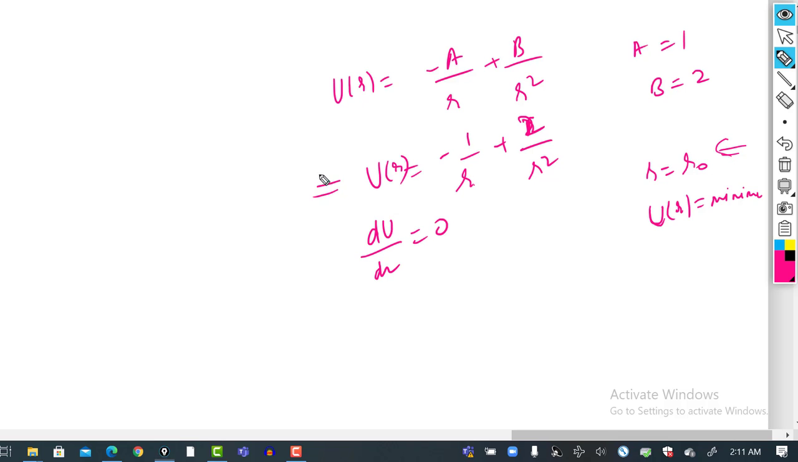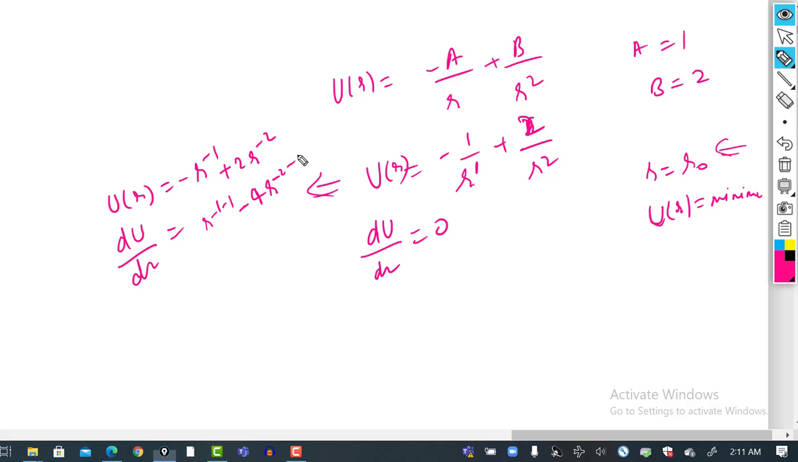Before doing that, let me write this in a simpler way so that you can differentiate. U of r will be minus r to the power minus 1 plus 2 r to the power minus 2. This power 1 will go in numerator and it will become minus 1, and this power 2 will go in numerator and it will become minus 2. Now you can differentiate. Du by dr will be what? Minus 1 will come, so it will become positive and it will become r to the power minus 1 minus 1. And minus 2, you can differentiate it, it will become minus 4 and r to the power minus 2 minus 1. So basically what we are going to see, 1 by r square and minus 4 by r to the power 3.